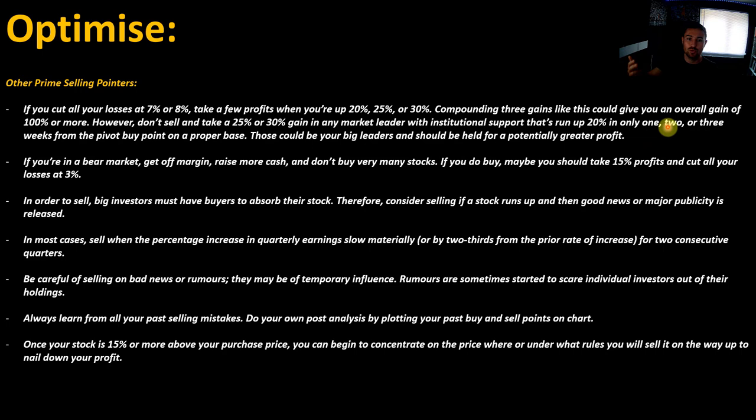If the stock goes up 20% in only 1, 2, 3, or 4 weeks, then try and hold it for the bigger move and try and sit through some pullbacks to the 10-week moving average. If you're in a bear market, get off margin, raise more cash, and don't buy very many stocks. If you do buy, maybe you should take 15% profits and cut all your losses at 3%.